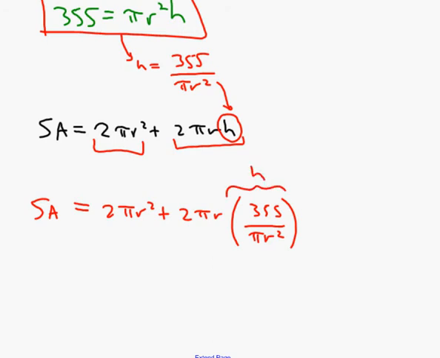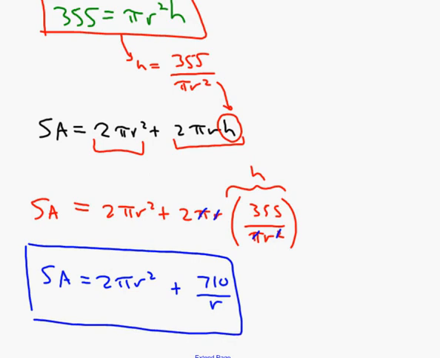Okay. Now you can simplify a little bit, so you should do that. These pi's will divide to 1, and then one of these r's will divide out with one of those r's. So you get surface area equals 2 pi r squared plus 710 over r. Now, just one important thing you should know about this formula. This is the surface area of a cylindrical can that has a volume of 355 centimeters cubed. This formula would not work for a can that had a different volume than 355 centimeters cubed.